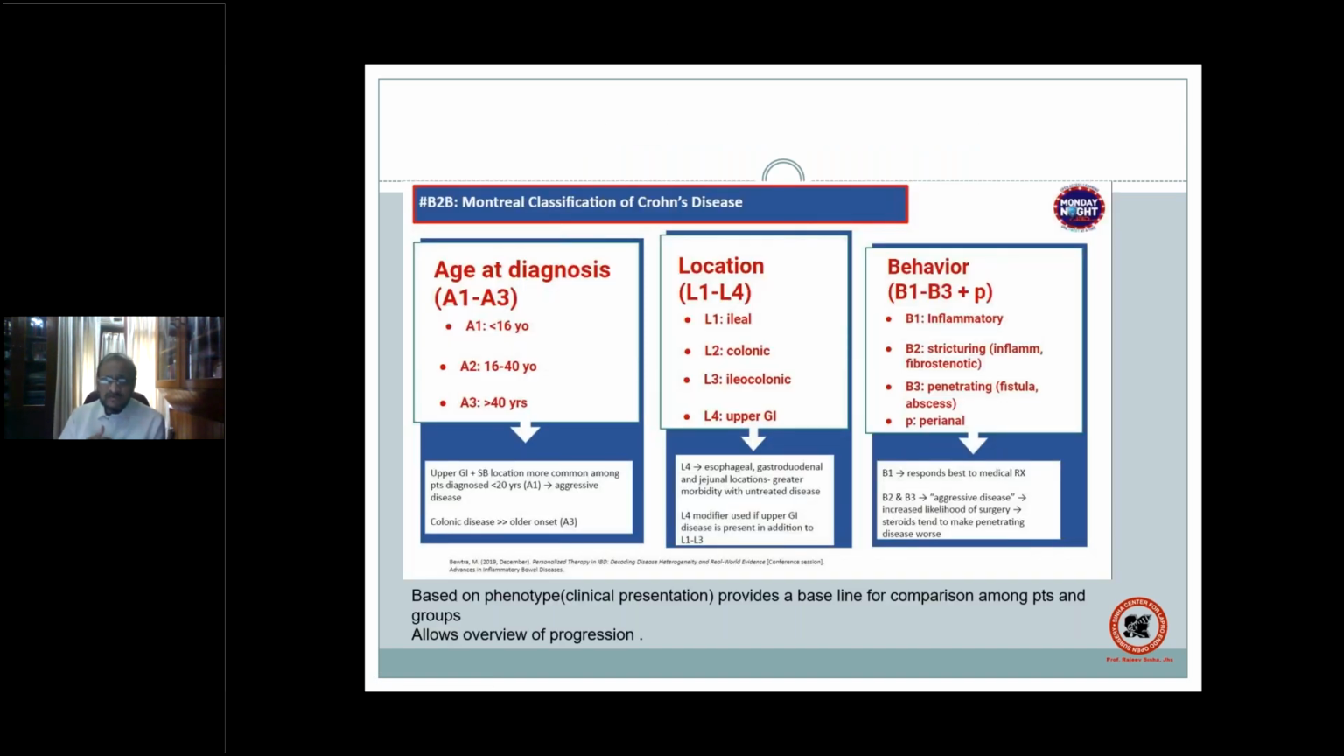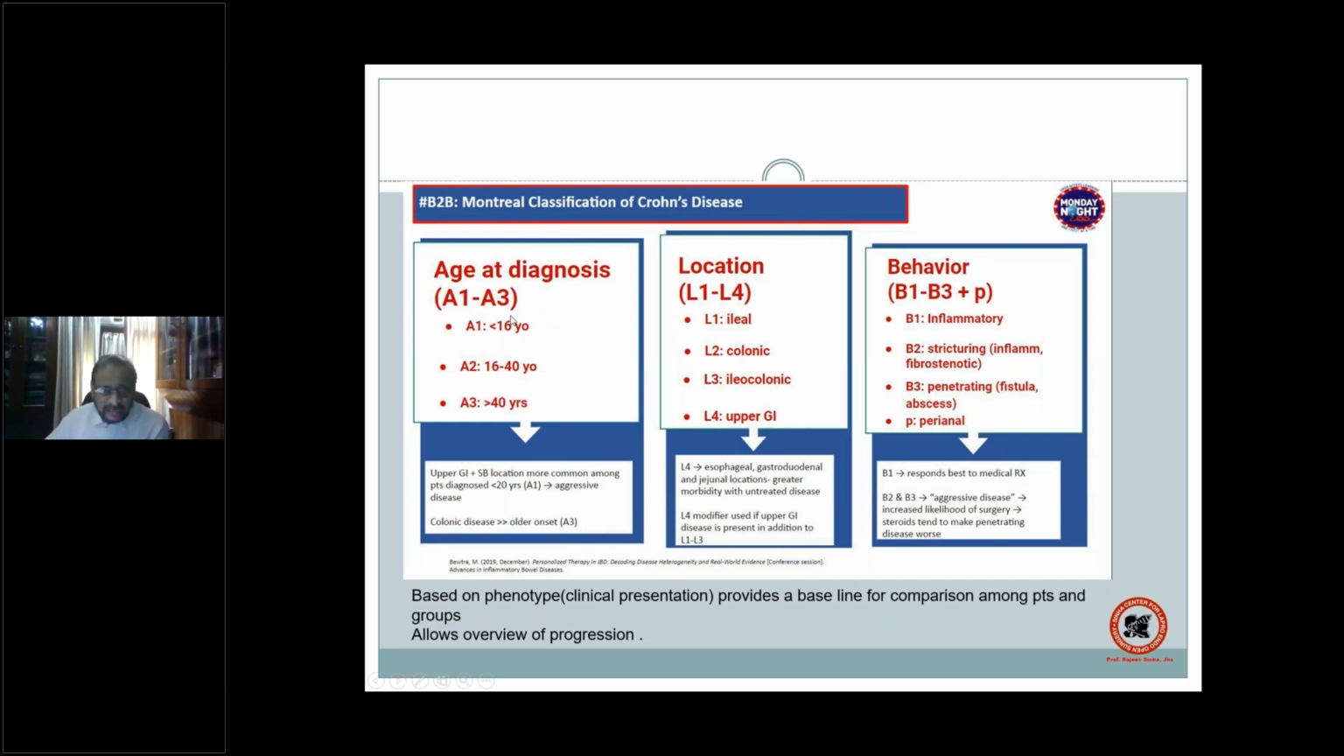Now, Montreal's classification of Crohn's disease is important. Why? Because based on the phenotype, that is the clinical presentation, it provides, number one, a baseline for comparison among patients and groups, and it allows an overview of the progression of your disease. A very simple classification. You just have three things to remember: age at diagnosis A1 to A3, location L1 to L4, and of course behavior B1 to B3. You have an add-on, P for perianal, which can be added on to B1, B2, B3, because remember we said that perianal disease is there in almost 75%, and this would have some kind of implication.